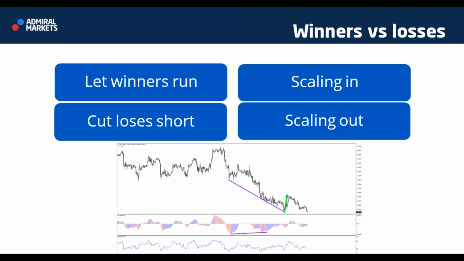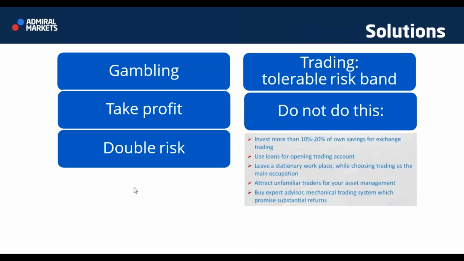Scaling in, scaling out. I'm not a big scaling in fan. Scaling out, yes, sometimes indeed good to grab some profit from a psychological point of view and let the rest run. Especially if you're starting out, intermediate trader, that's good. Some other things you don't want to do is double the risk every trade. No, it's better to have consistency. Take profit indeed. And here's some things you don't want to do.